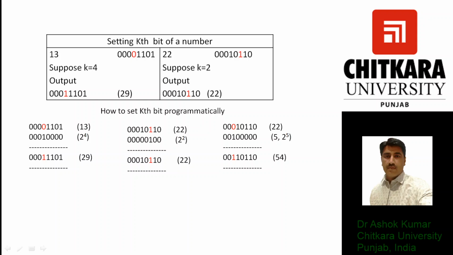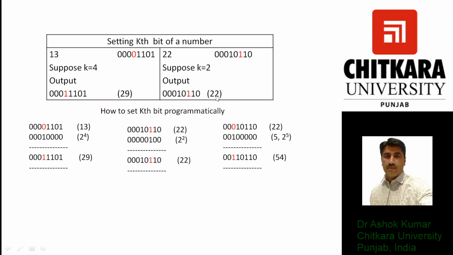Another example is if the number is 22, then the binary representation of the number will be this as shown on the slide. And if we want to set the second bit of the number, again I have shown it in red color. It is already 1. Because it is already 1, that means the output will remain the same. So the output will be the same, that is the number 22. So this should be the output.